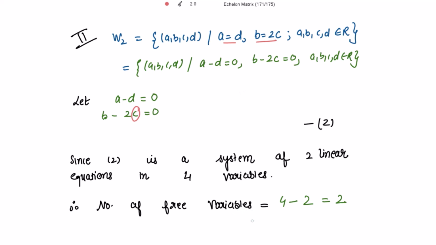So I am taking the free variable to be C. From this equation I have chosen C. Now we don't have to choose B. From the first equation, let's choose any of A or D. So let me choose A.